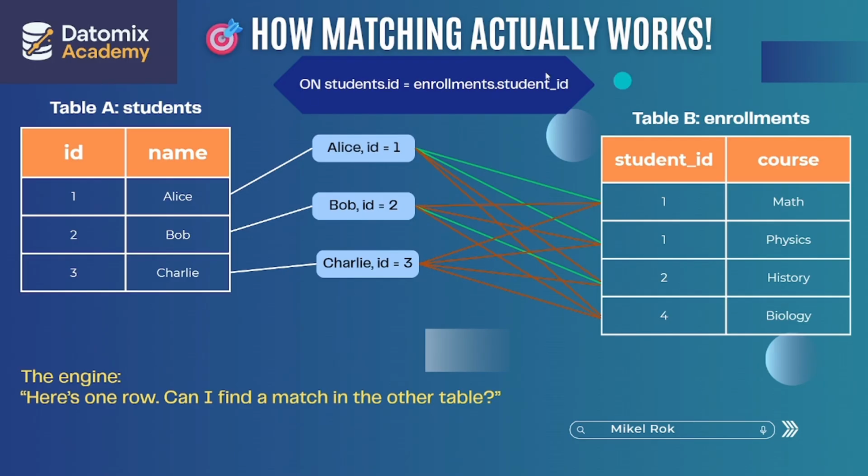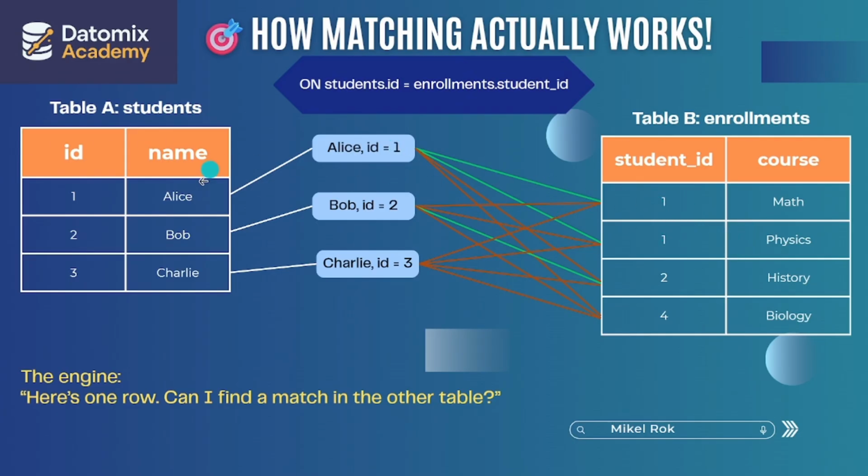SQL picks a row from students. For example, let's say it will be Alice, and it has ID 1. The SQL engine will scan the enrollments table row by row. Each time it will try to find a student ID which is equal to 1, and it joins the rows together. So Alice gets this result set. It has the courses math and physics, with ID 1.